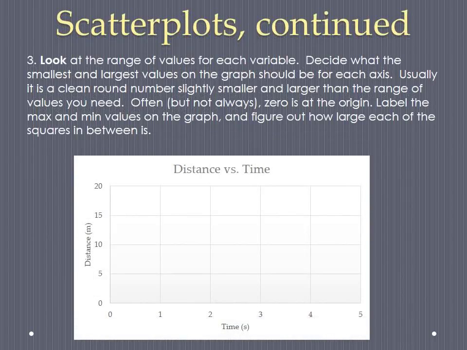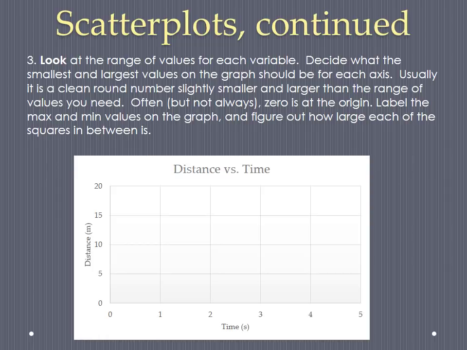The third step is to create a scale. These are the numbers you see on the x and y axis. Do you notice that the x-axis is going up by 1 at each mark and the y-axis is going up by 5? This is totally okay. You can treat the two axes completely separately.